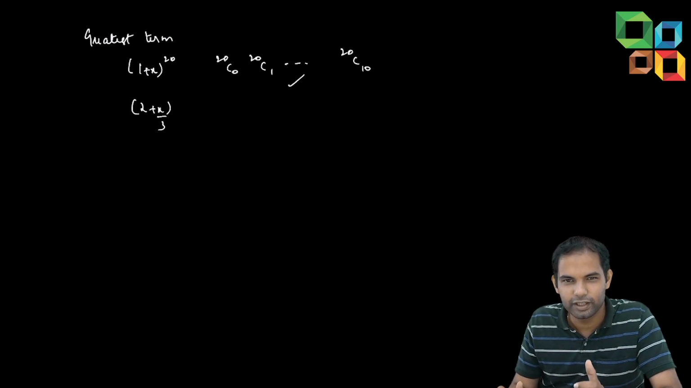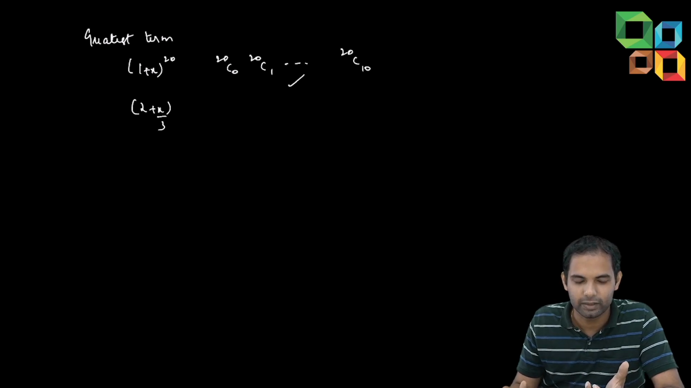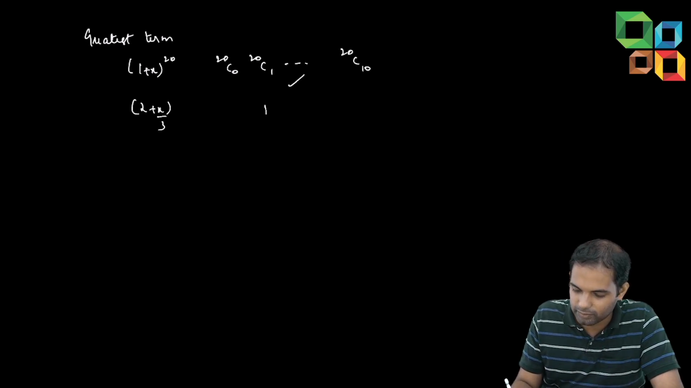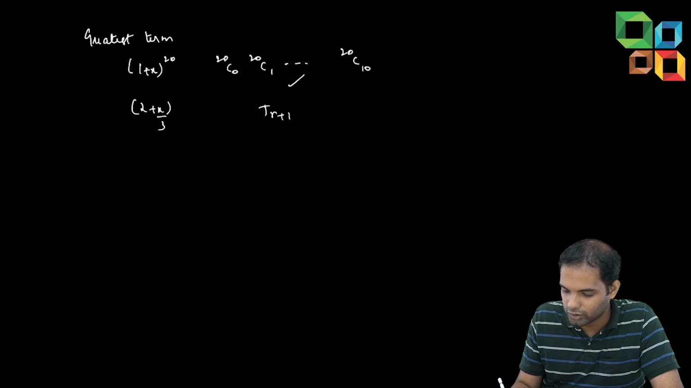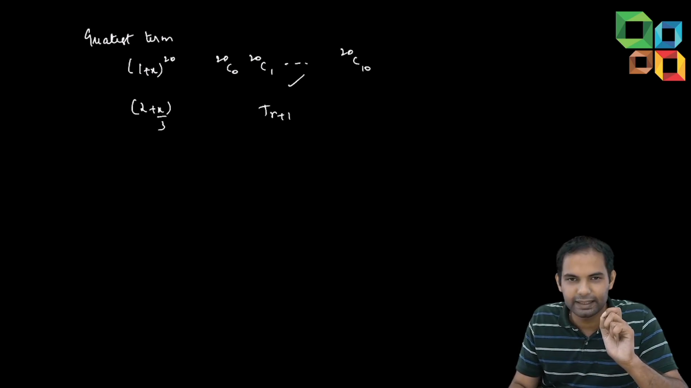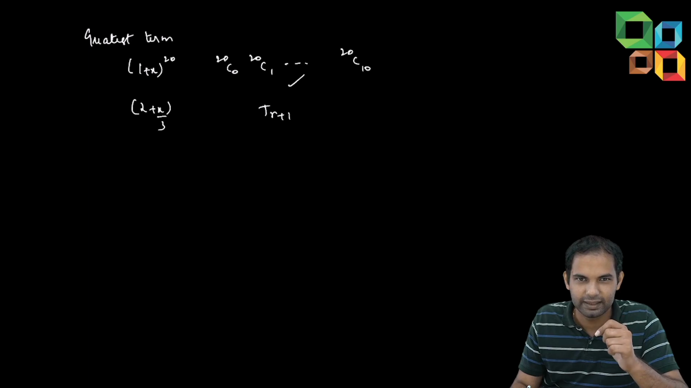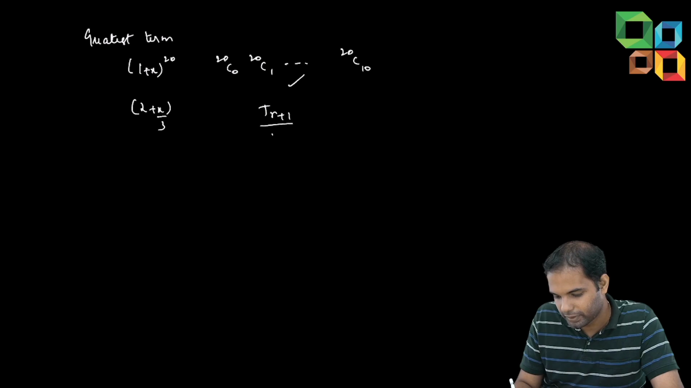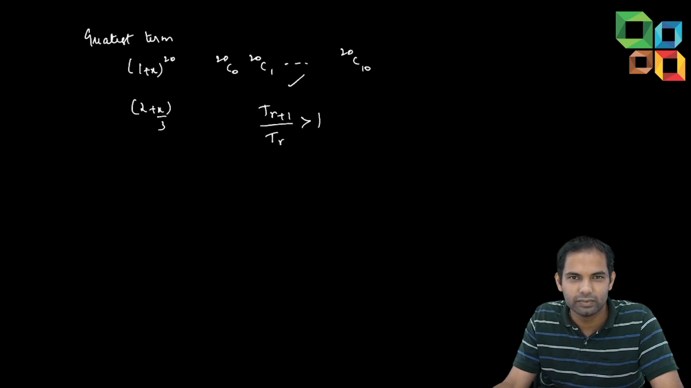So by definition, what do you mean by greatest term? That's all we try to figure out. Suppose I have a general term, this TR. Suppose this TR plus 1 is the greatest. So what will happen? If this is the greatest term, the previous term should be lesser than this. This is greater than any term. So for the previous term, I'll just say this ratio should be greater than 1. It's obvious, right? Because TR plus 1 is the greatest term. I'm assuming that. So TR plus 1 by TR should be greater than 1.